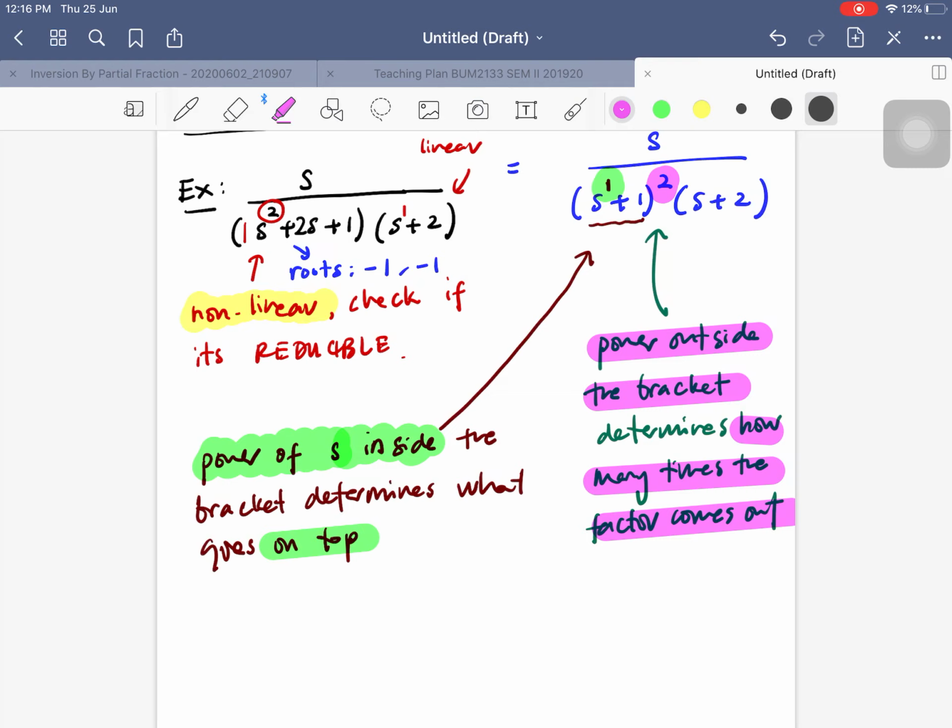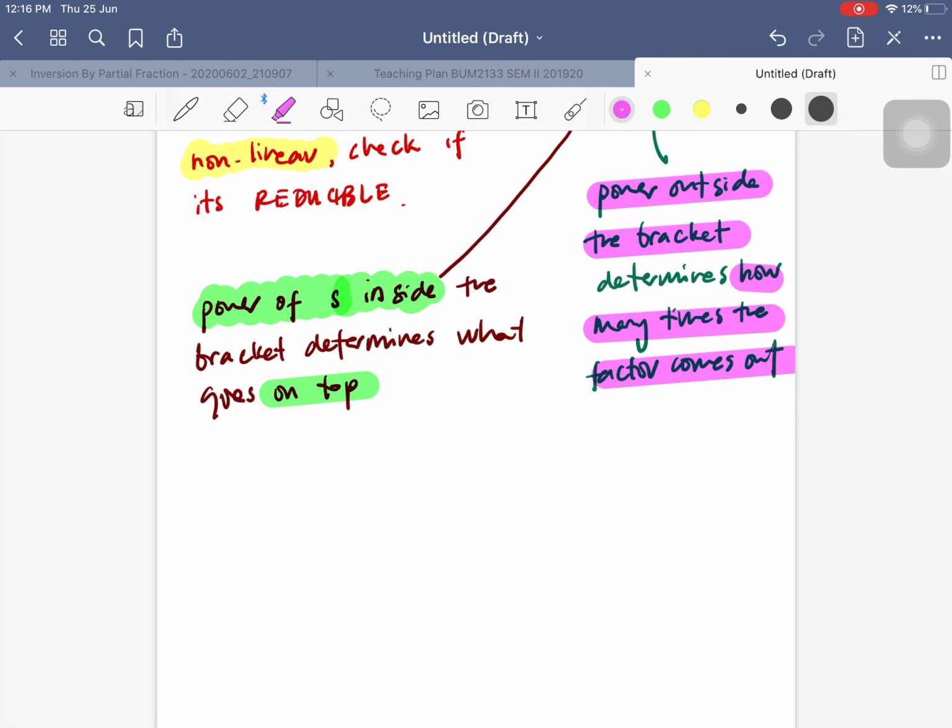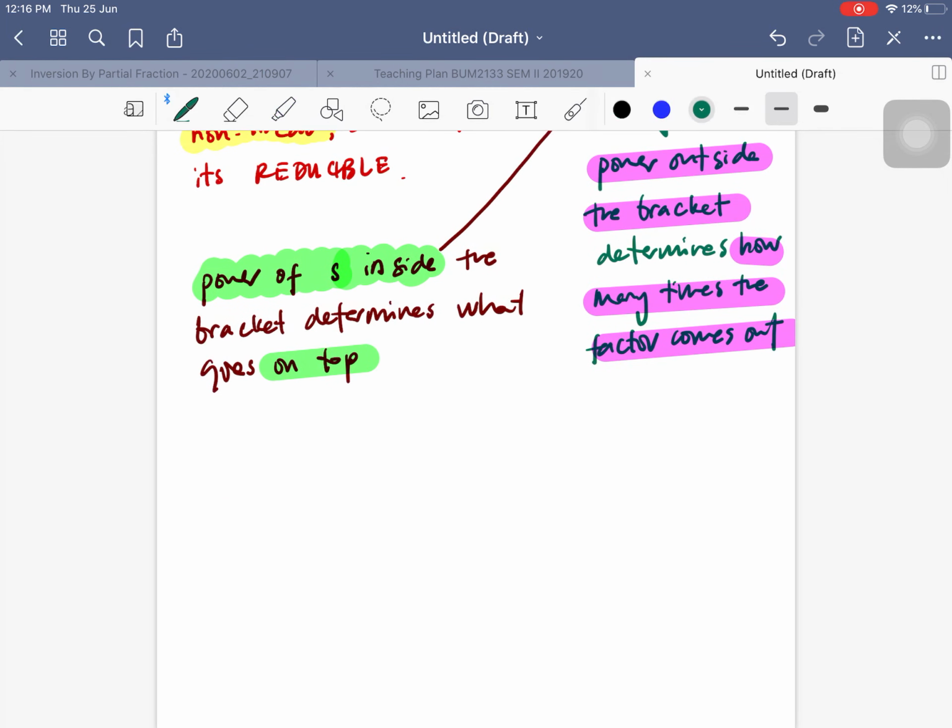So there are two things that you have to observe every single time. Remember, the power inside determines what goes on top. The power outside determines how many times the factor is going to come out. So let's talk about the first one first. So let's talk about the power inside the bracket.